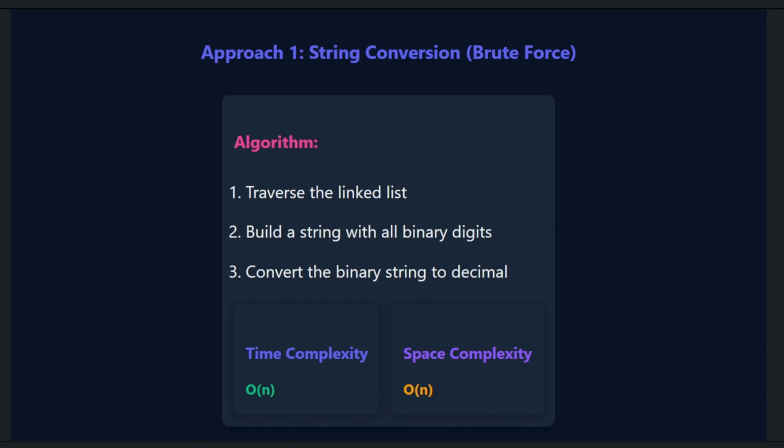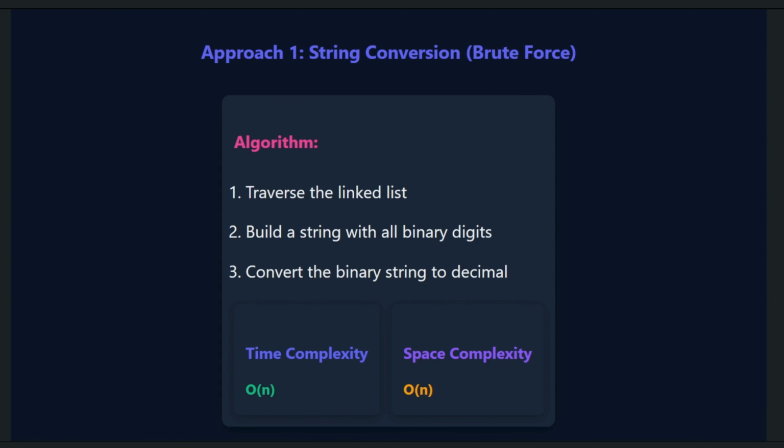The time complexity is O(n), where n is the number of nodes, but notice that the space complexity is also O(n), because we're storing all digits in a string. This extra space usage is what we will improve in our next approaches.